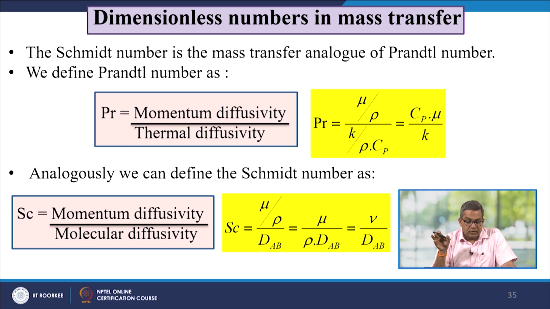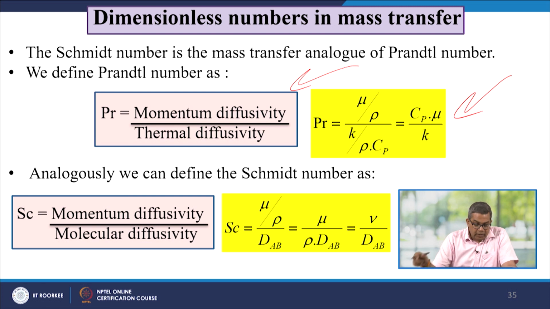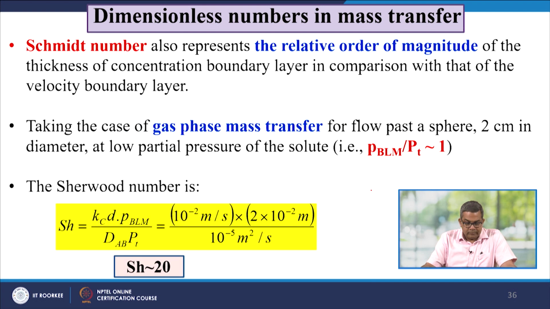And the Schmidt number is the mass transfer analogue of the Prandtl number, and we define the Prandtl number as momentum diffusivity over thermal diffusivity, and mathematically the Prandtl number can be represented like Pr is equal to Cp mu over k. Now, analogously we can define a Schmidt number like momentum diffusivity over molecular diffusivity, which can be represented as (mu over rho) over D_AB, which is equal to mu over rho D_AB. Now, the Schmidt number also represents the relative order of magnitude of the thickness of the concentration boundary layer in comparison with that of the velocity boundary layer.